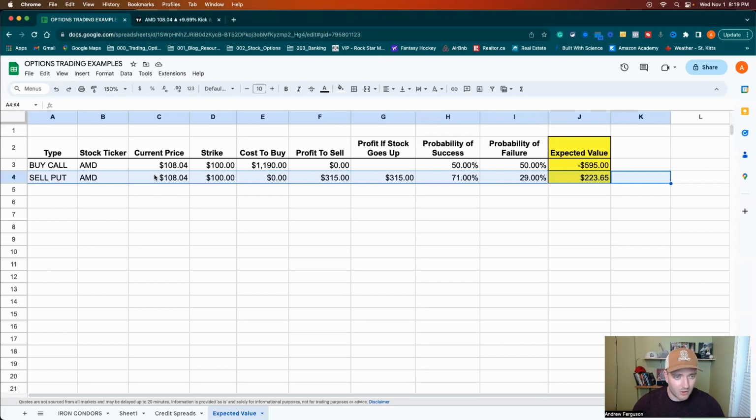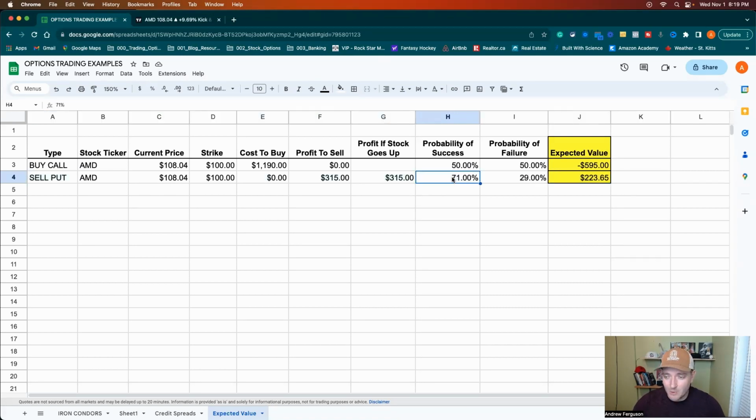meaning if we were to sell this put option today, given where everything is at in the market, the price, the strike price, the current price of the stock, the odds right now that Interactive Brokers is telling us, we have an expected value in this trade of making $223.65. Not bad, right? Okay.